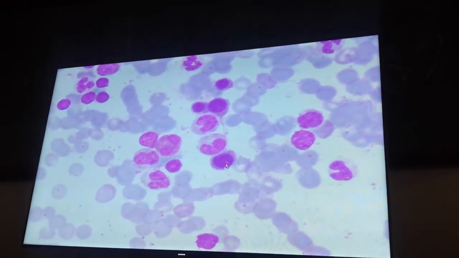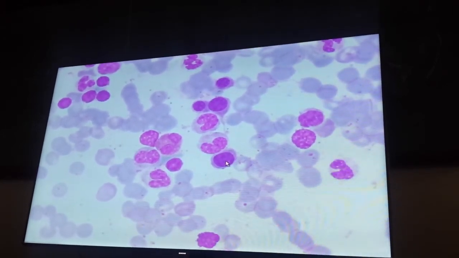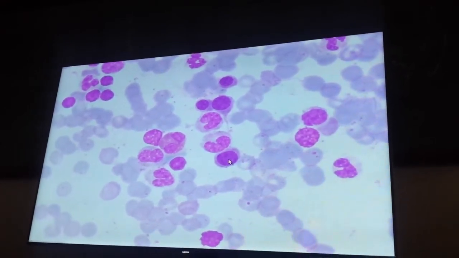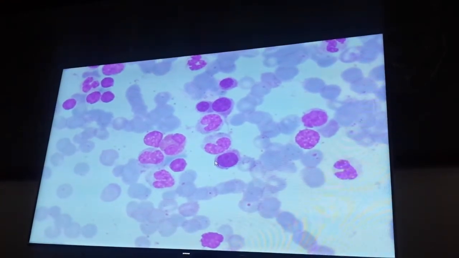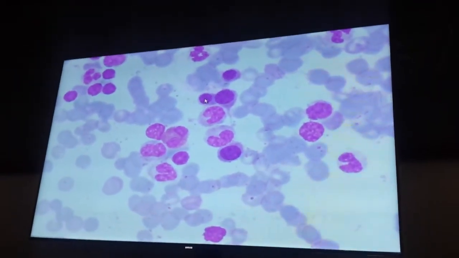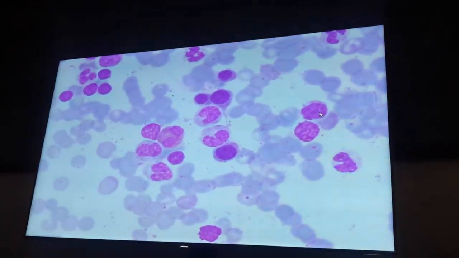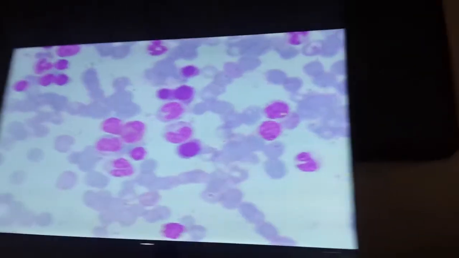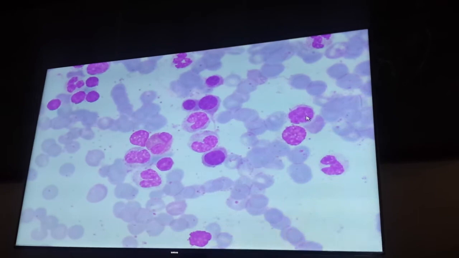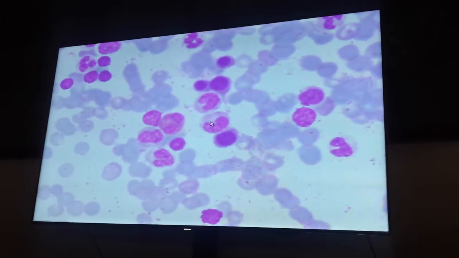Okay, so identify the cell pointed. First, erythroid or myeloid? Erythroid. Look at the color of the cytoplasm. So that cell should be called? Polychromatophilic. Notice the size of the nucleus in comparison with that cell. Which should be called? Orthochromatophilic. How about this cell pointed? Myeloid or erythroid? Myeloid. Is there any granule in its cytoplasm? None. So it should be called? Myeloblast.